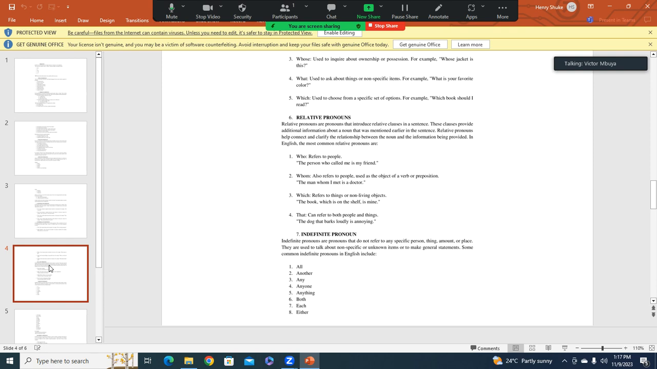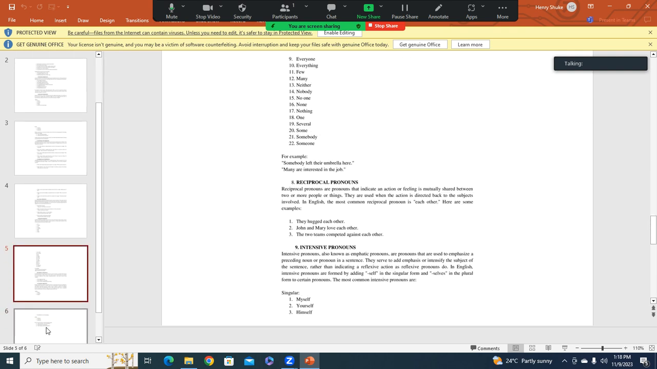Some common indefinite pronouns in English include all, another, any, anyone, anything, both, each, either, everyone, everything, few, many, neither, nobody, no one, none, nothing, one, several, some, somebody, someone.